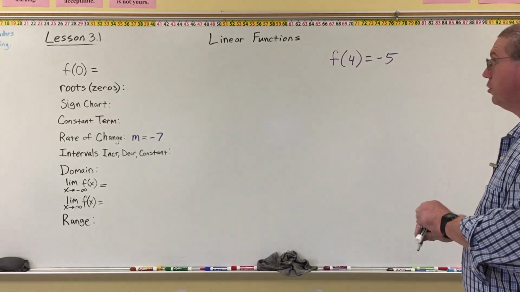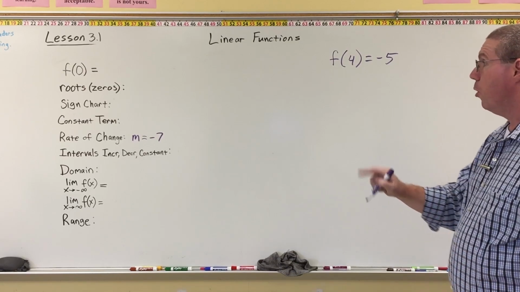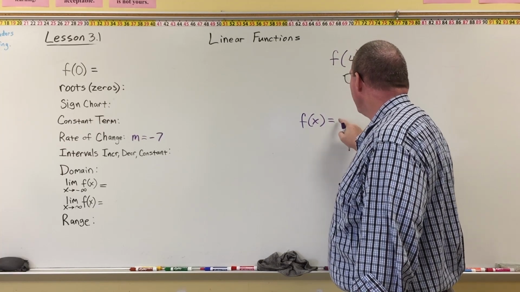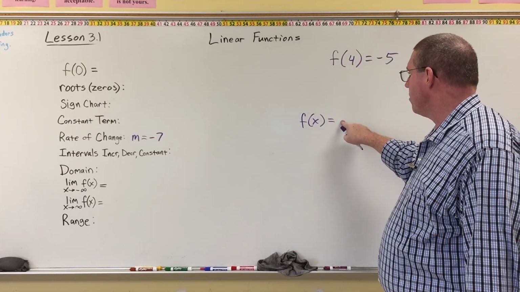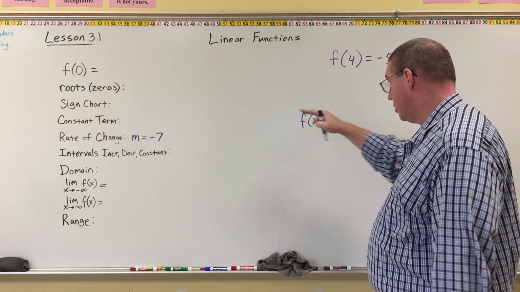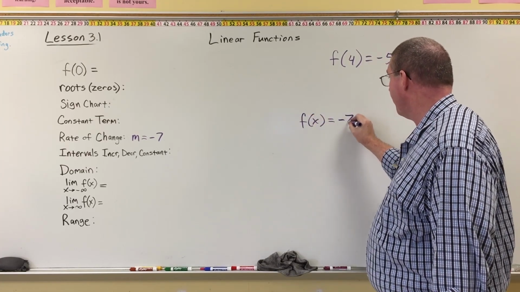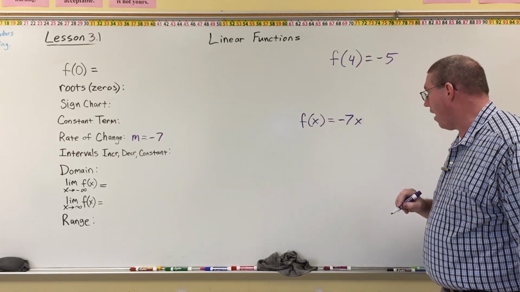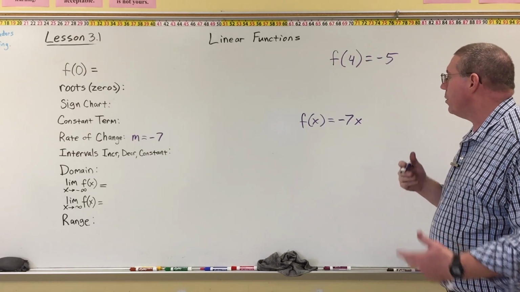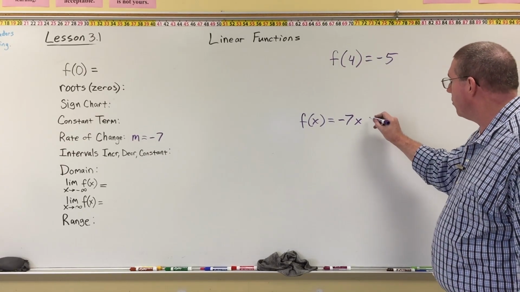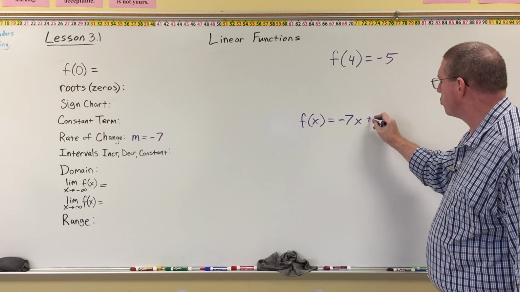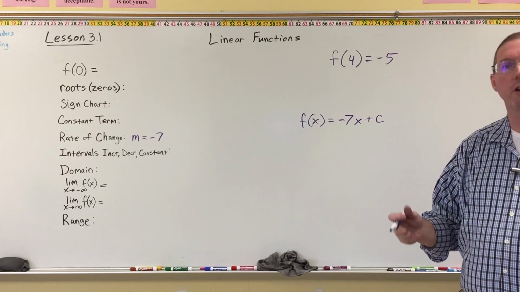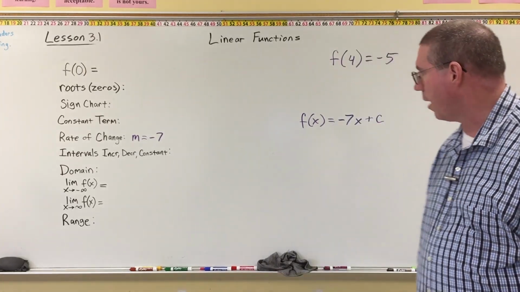So here's what we're going to do. We are going to set up our linear function. So if we said f of x is equal to, now we know right here is normally the rate of change, which is -7. So we're going to put -7 where the rate of change goes. We know that we always put an x after that. Now what we don't know is what the constant term is. So what we would do here is we would just write plus c, okay? You could also write plus b, but we're going to use the letter c for constant, okay?